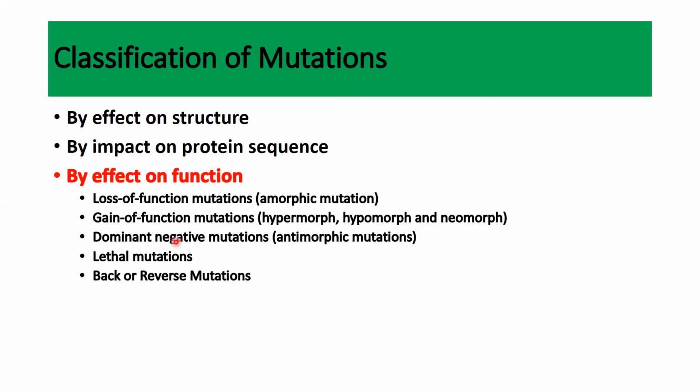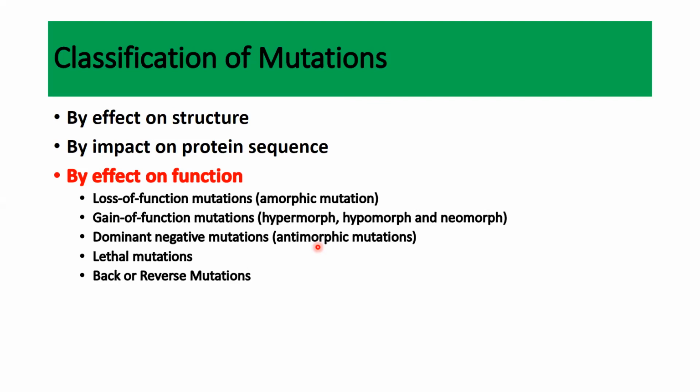There is dominant negative mutation. Dominant negative mutation is also called antimorphic mutation, which means after mutation, there is a new allele, and this new allele will produce a new protein. And this new protein will affect the function of the normal protein.